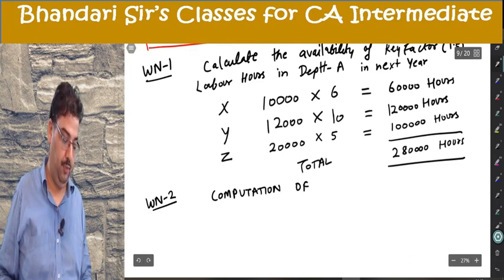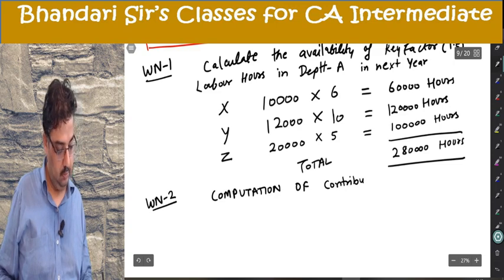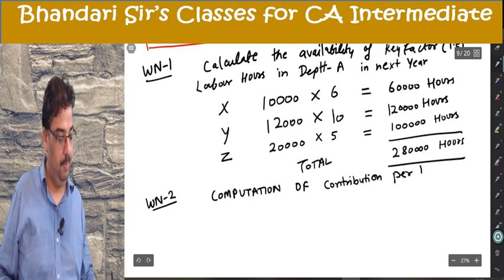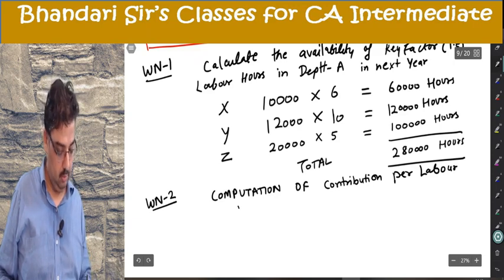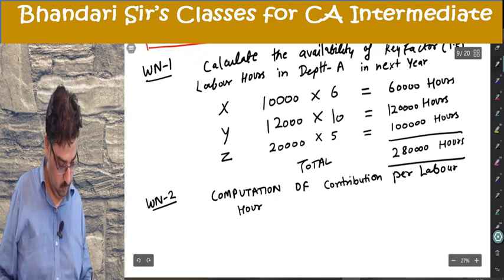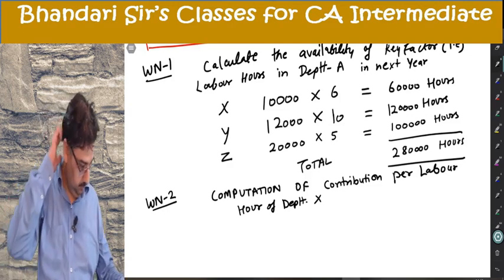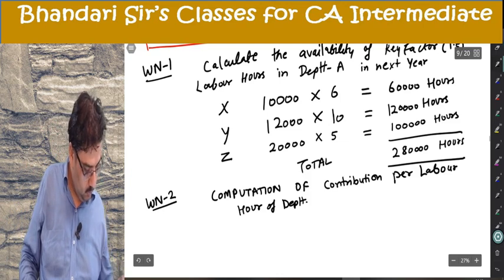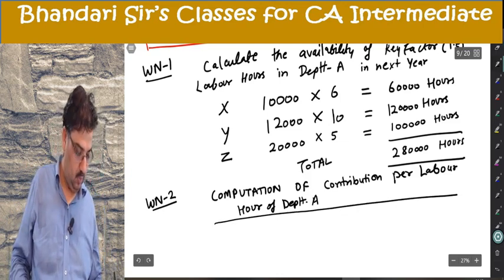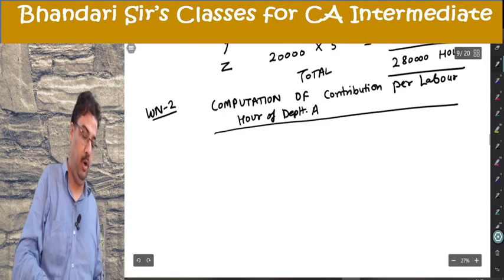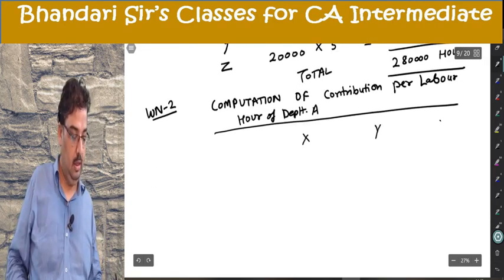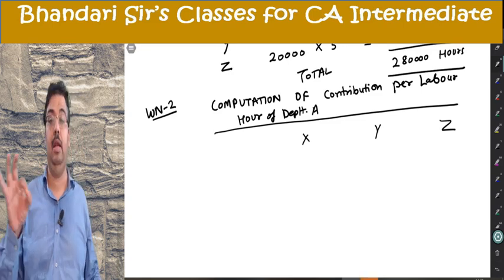Computation of contribution per labor hour of department A. Sorry, it's department A. What I will do for each product X, Y, Z: first I compute contribution per unit divided by hours per unit. I will be able to get the contribution per labor hour in department A.